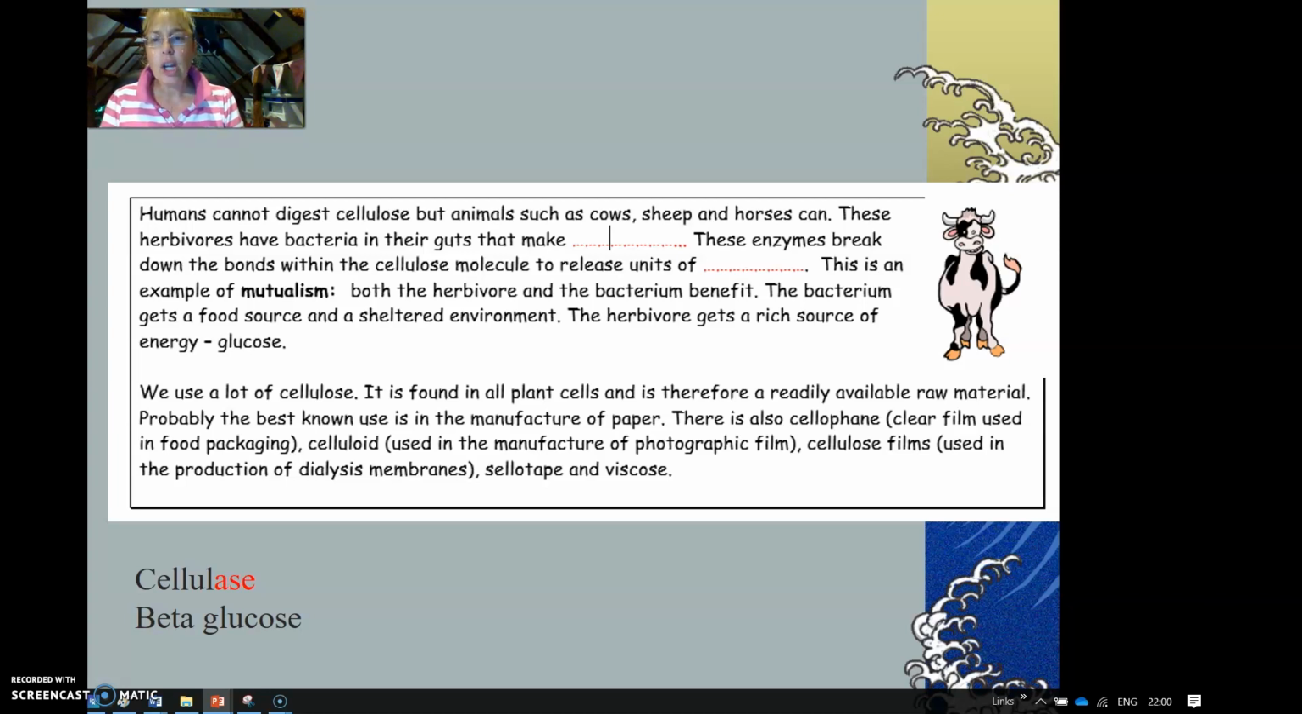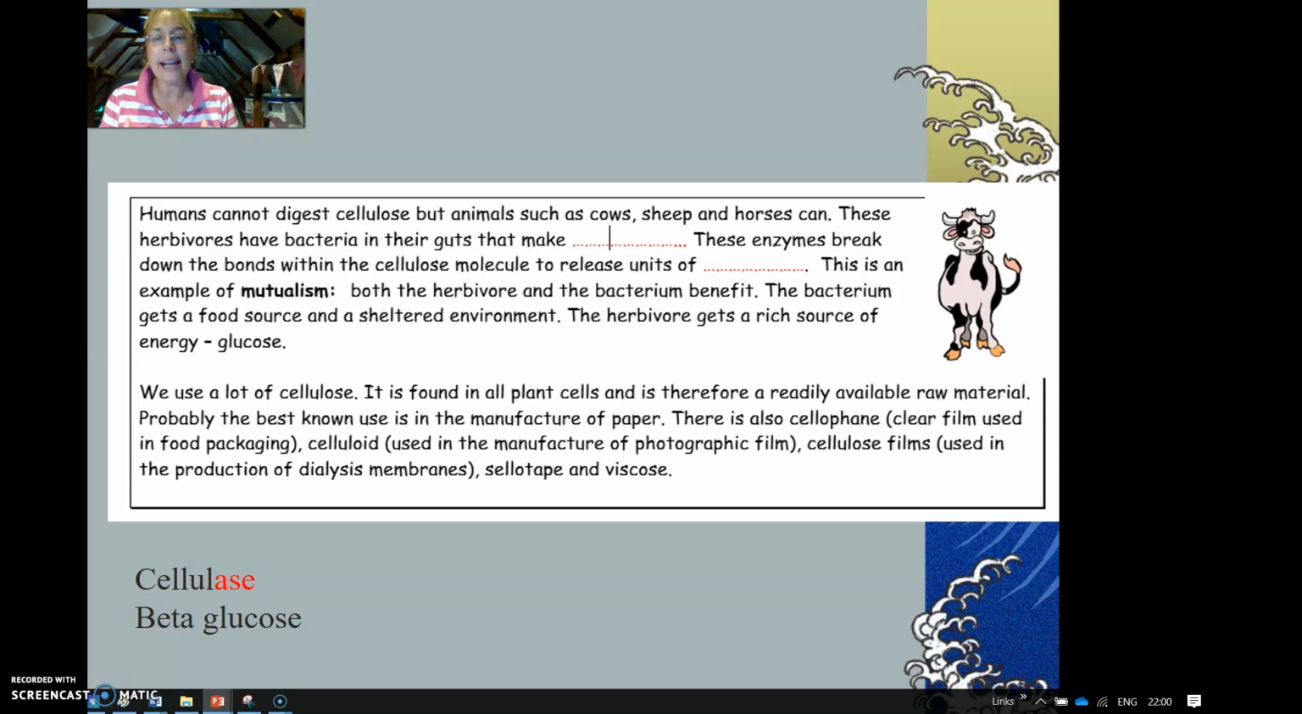It also says there, we use a lot of cellulose. It's found in all plant cells and it's therefore a readily available raw material. Probably the best known use is the manufacture of paper. There's also cellophane, clear film used in food packaging, celluloid, which is used in the manufacture of photographic film, still an art that, cellulose films, which are used in the production of dialysis machines.